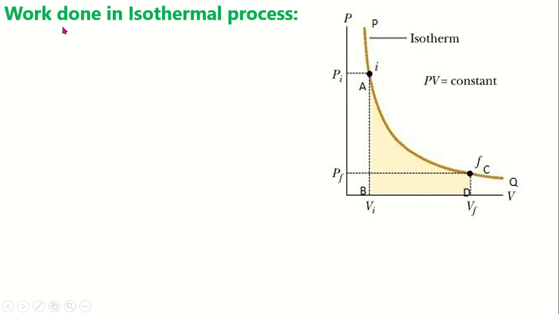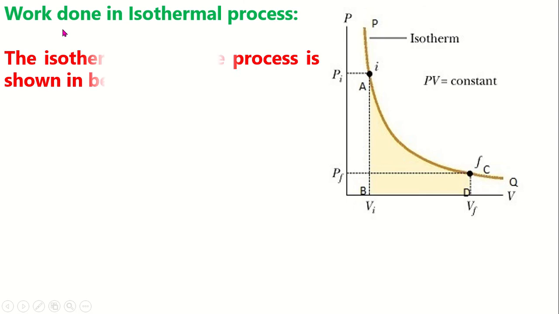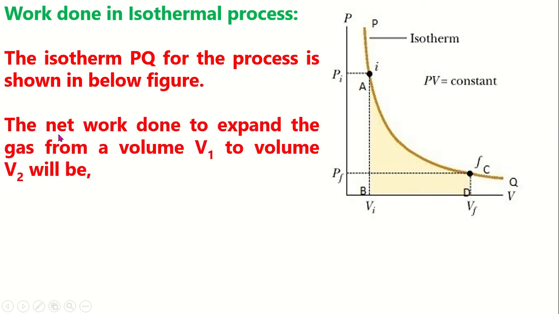So look here, work done in isothermal process. The isotherm PQ for the process is shown in the figure. The net work done to expand the gas from a volume V1 to V2. In the graph I have written Vi and Vf. That is also true. That means initial volume is Vi and final volume is Vf. You can also take V1 and final volume as V2. No problem will be there.